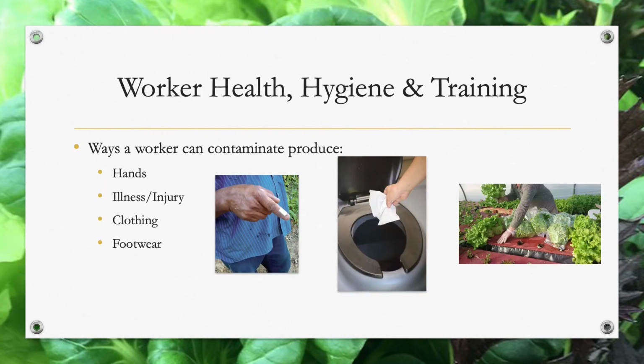Worker health and hygiene and training. This is one of the biggest areas in which you can improve the food safety of your product. It's also one of the biggest areas that your product is at risk. When we talk about hands, we're talking about basically having a hand washing policy. That's universal to just about any business that deals with food.